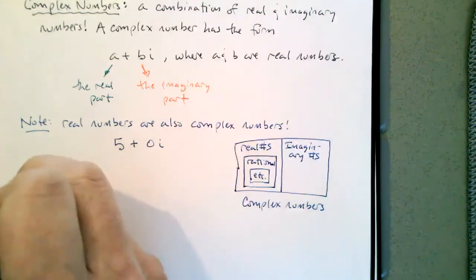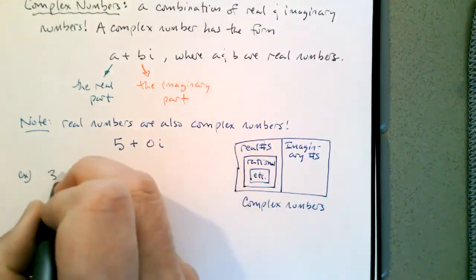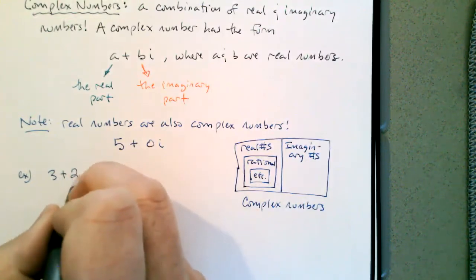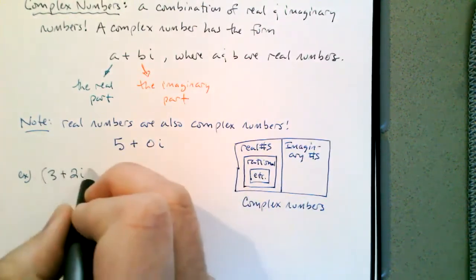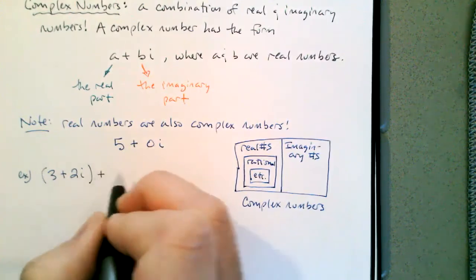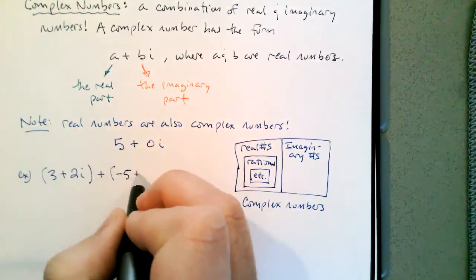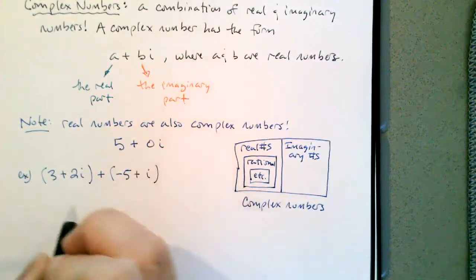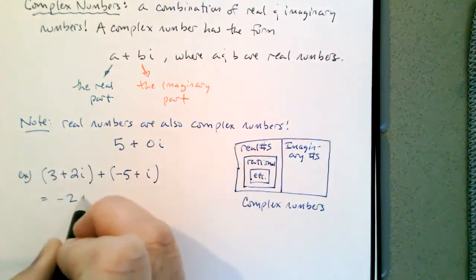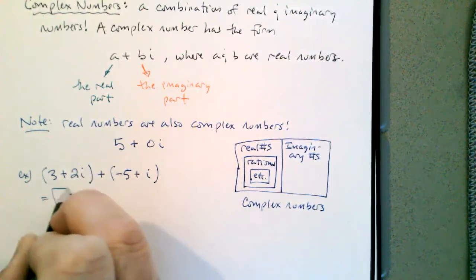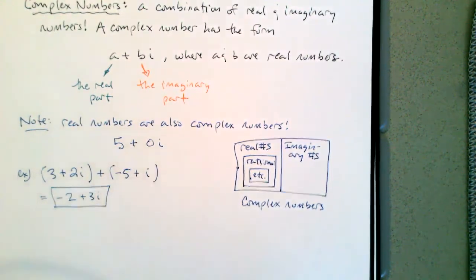So for example, if I want to take the complex number 3 plus 2i and add it to the complex number -5 plus i, 3 minus 5 is -2, and 2i plus i is plus 3i. We add complex numbers, we get a complex number.